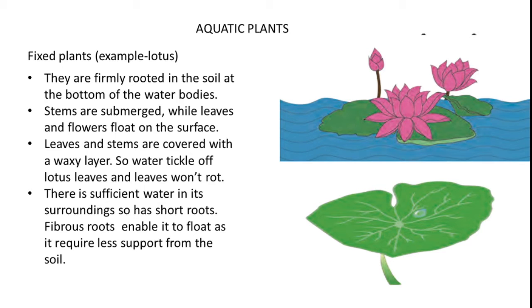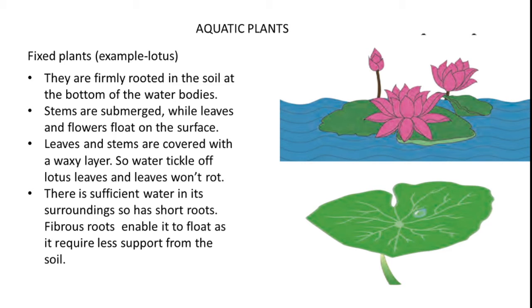First we will take fixed plants. Example, lotus. They are firmly rooted in the soil at the bottom of the water bodies. That means the roots are anchored in the soil. Stems are submerged while leaves and flowers float on the water. Leaves and stems are covered with a waxy layer, so water trickles off lotus leaves and the leaves won't rot. So that is an advantage of this waxy layer.